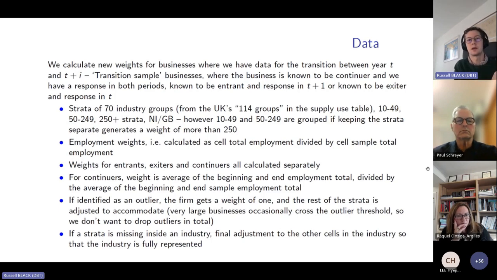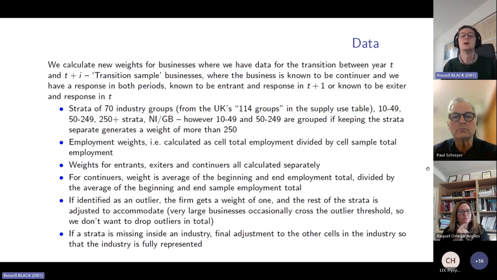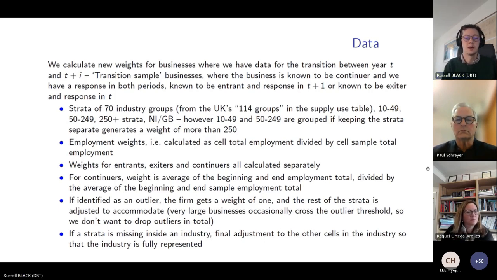And for the companies that are continuers, where we know we have data on them continuing, we have a data point at the beginning and we have a data point at the end, we're going to use those to represent the mass of continuing companies in the economy. We do have data from the Interdepartmental Business Register on exactly what those populations are that we're weighting up to. So you can do this at whatever detail we'd like to. But that's the process.